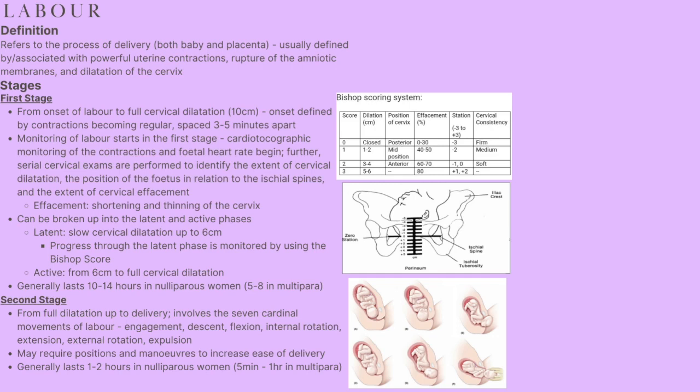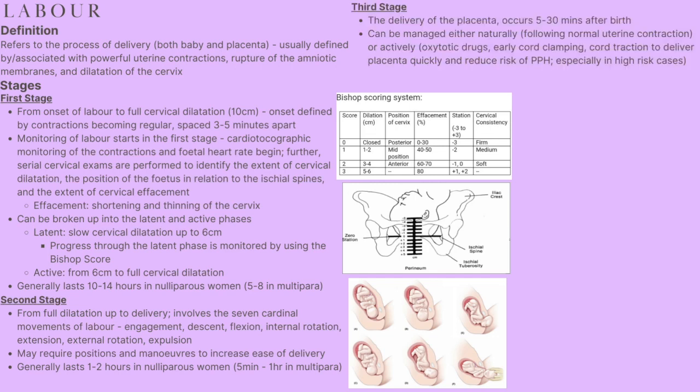The second stage is where positions and maneuvers may be required to increase the ease of delivery. For example, in the case of shoulder dystocia, where the baby's shoulder gets stuck against the birth canal, preventing its emergence, a maneuver such as the McRoberts maneuver may be employed to increase the ease of delivery. The second stage of labor typically lasts 1 to 2 hours in nulliparous women and can be as short as 5 minutes and up to an hour in a woman who has had a baby before.